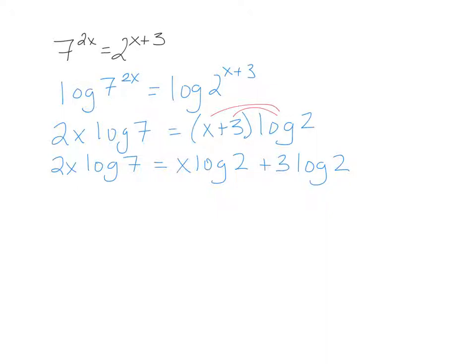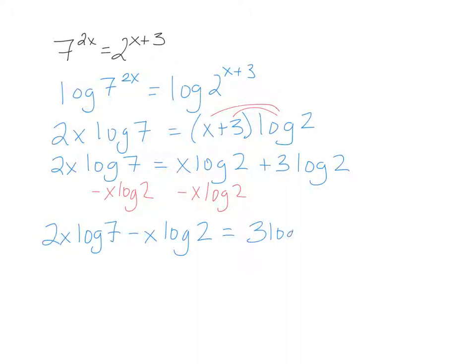We need to solve this for x. And so to do that, we want to get all the x's on one side of the equation and everything else on the other. So what we'll start with is subtracting that x log 2 from both sides. So here's subtract x log 2 and subtract x log 2, so that all the terms with an x in it are on one side and the terms without an x are on the other. 2x log 7 minus x log 2 equals 3 log 2. Now all of the x's are over here.